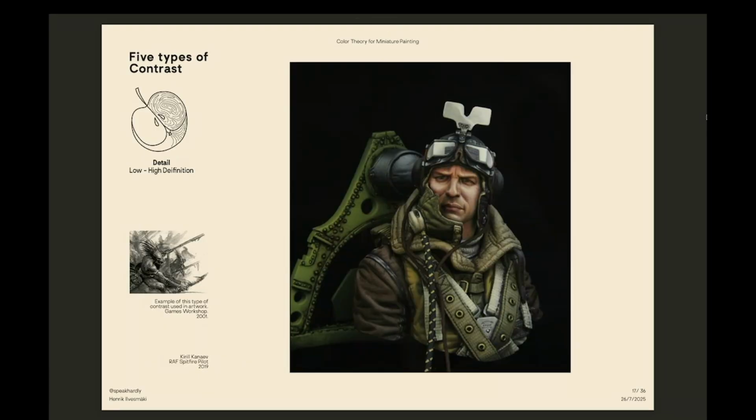And fifth, as the last type of contrast, detail. Whether something has more detail or less detail, or definition for that matter. This is not really used in miniature painting that much, especially not in 32mm miniatures, because they're quite tiny. This is not so easy to see, but you can use it in busts.